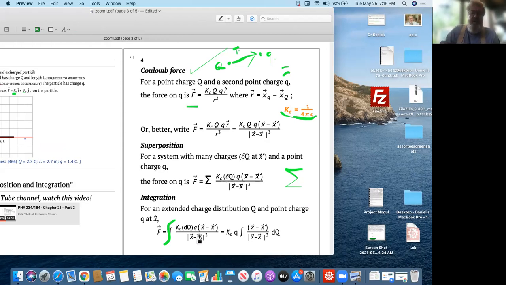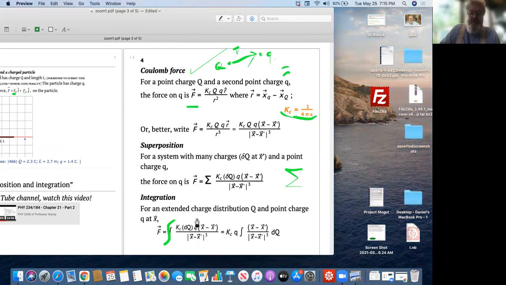Next week, we're going to find that the electric field is exactly this quantity divided by the test charge. So I'm tending to think of this little lowercase q as a test charge, a probe. And if I divide by the probe, then I get the electric field, but that's for next week.